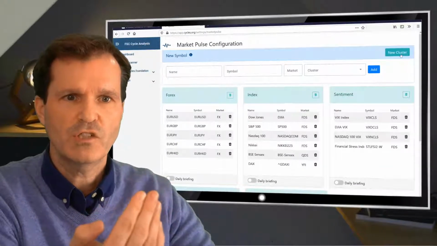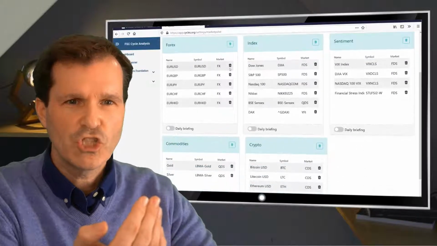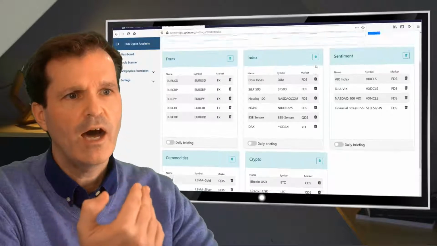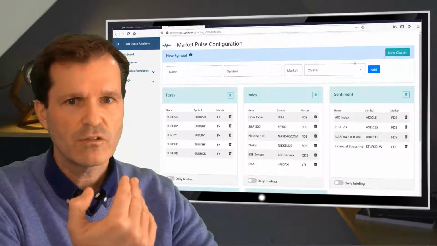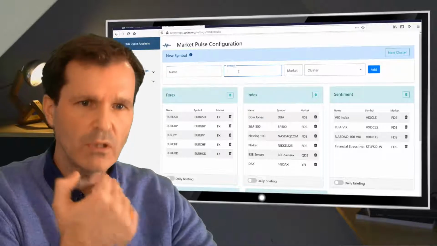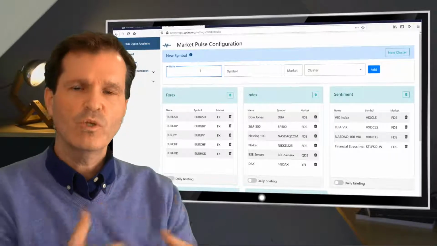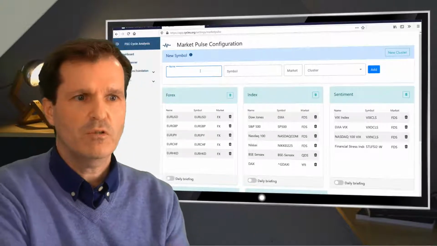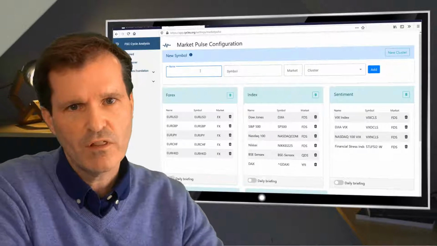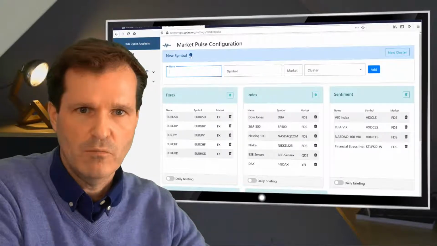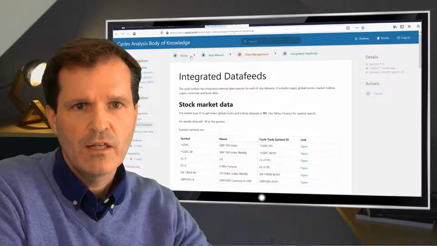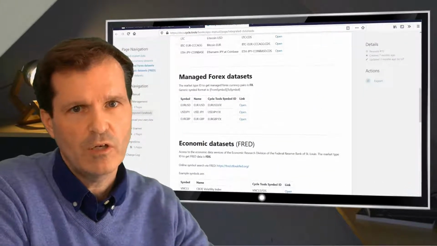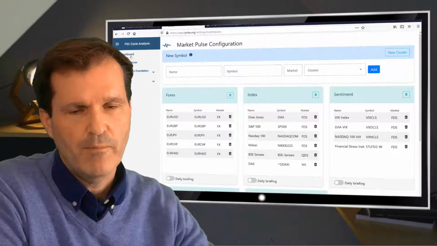In this configuration section, you can change the symbols you would like to track automatically. So you can remove them. You can even add a new cluster, and you can put new symbols into each cluster. We start with a basic set, which gives you starting points for major markets, but then it's up to you to configure this. If you need more information on the symbols, just click the link here, the new symbol icon, and this will bring you to our documentation where you can read about different symbols.